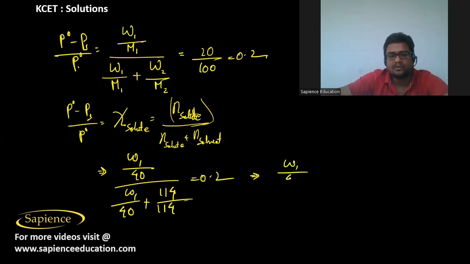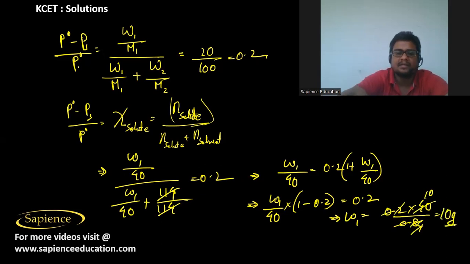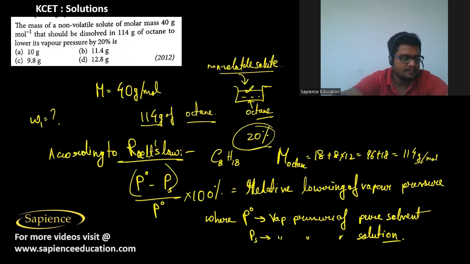So it will be W1 by 40 equal to 0.2 into 1 plus W1 by 40. So this will be W1 by 40 into 1 minus 0.2, that should be equal to 0.2. Therefore W1 will be equal to 0.2 into 40 divided by 0.8. So the point can be removed, 2 4s are 8, 4 10s are 40, so 10 gram. So it means that 10 gram of this solute should be used. So option A is the correct answer.